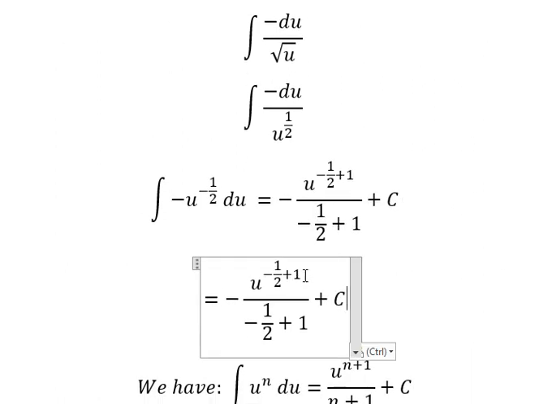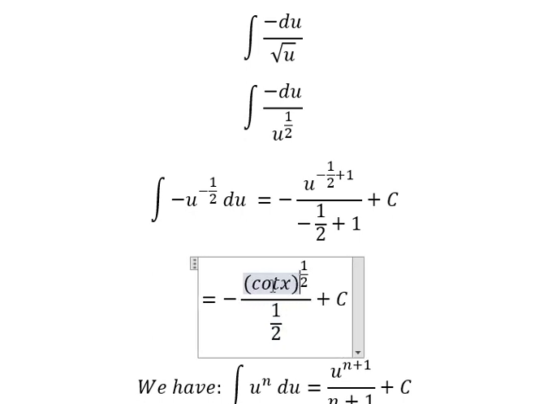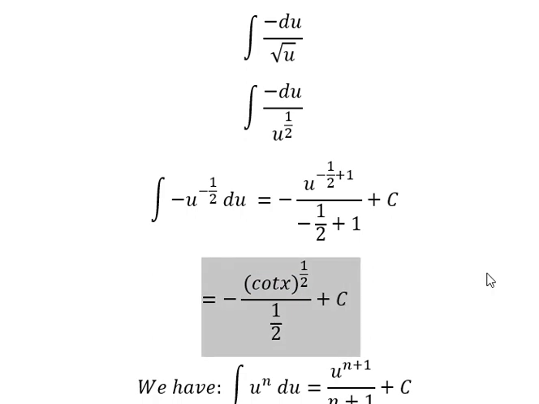So this one we have 1 over 2. This one we have 1 over 2. For u we have cot x, and that is the final answer.